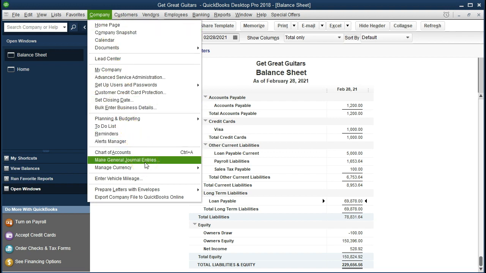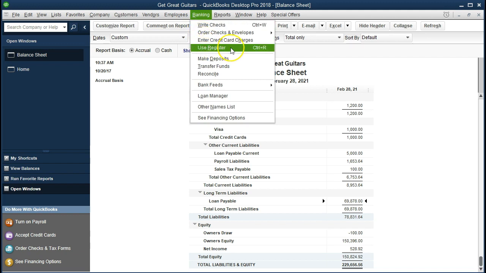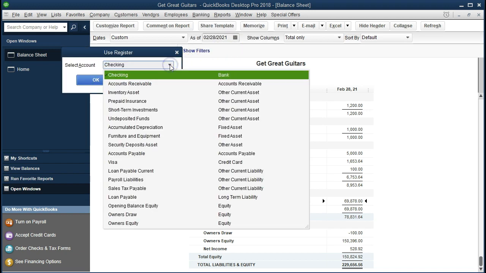But we would need to know debits and credits in order to do that. So we'd have to debit the long-term note and credit the short-term note payable, or rather debit the short-term note payable and credit the long-term note payable. If we want to do that without debits and credits, we could use the registers, and that's what we'll work with here. In order to use the registers, we can just go to banking and scroll down to use registers. So we'll actually be able to enter these adjusting entries without knowing debits and credits, and we'll just say use register. And like the checking account, every account has a register.